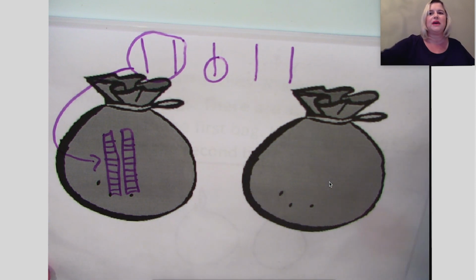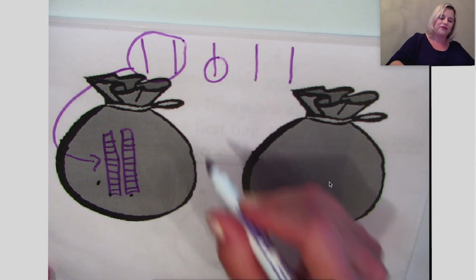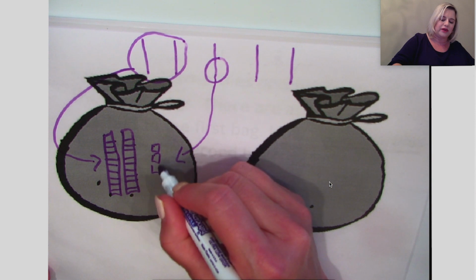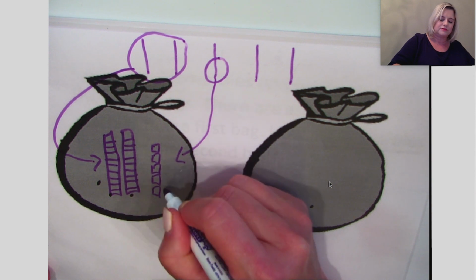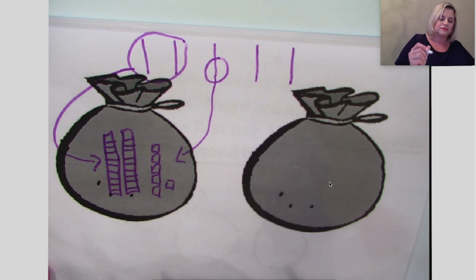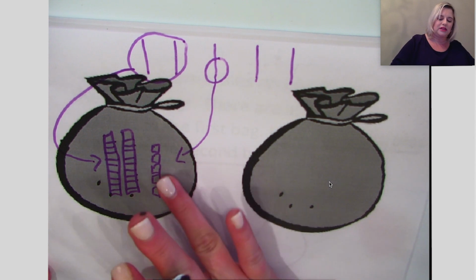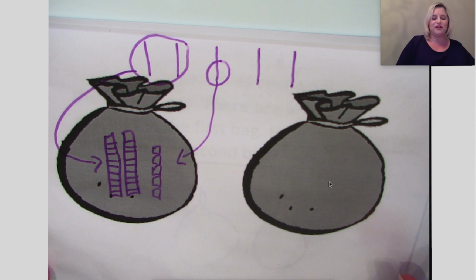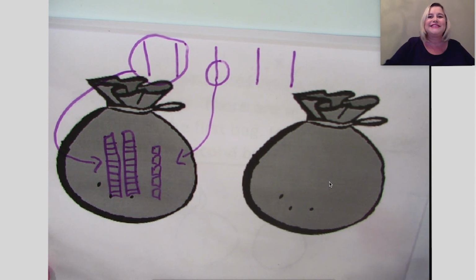Now, what else do I need to bring down? Do you see something else I need to bring down? Very good. I need to bring down my 5 ones. Oh, I brought down too many. I need to bring down my 5 ones. Okay, hold up your model and let's see if ours match. Oh, great, we do. Excellent work.